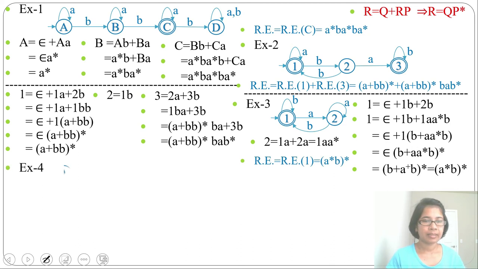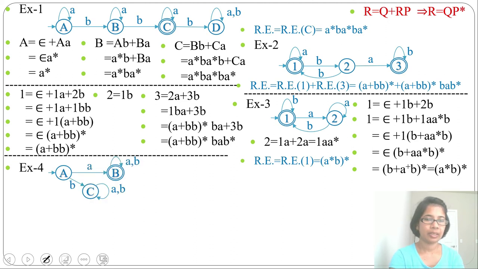Let's see another example. This is a finite automata. The language starts with A. For state A, there is no incoming edge. It is the initial state. So A equal to epsilon. Then for state B, what are the incoming edges? Incoming edges are AA, then from state B by AB. So you can write B equal to AA plus BA plus BB. You can take B as a common, it will be AA plus B(A plus B). This is our state B.